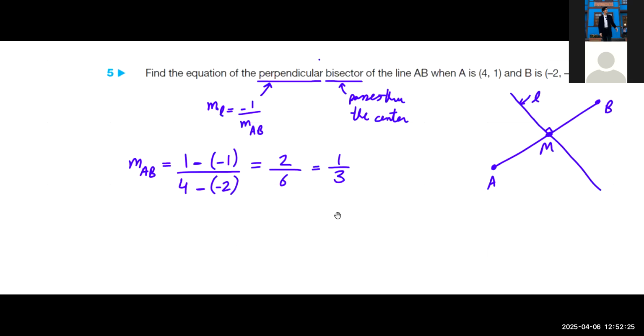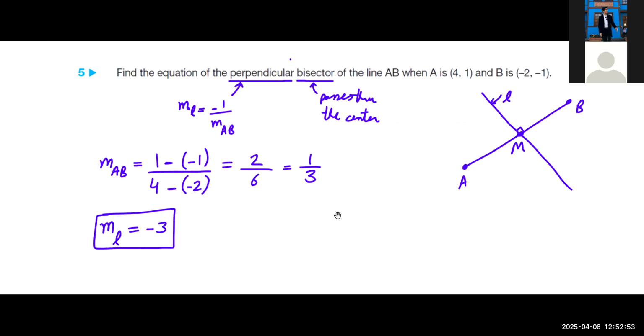But of course, we want the perpendicular bisector of line AB. So since the line that we're talking about, let's call it L, is perpendicular to AB, the slope of the line L will be what? Negative 3. Exactly. Just the negative reciprocal of 1 over 3, which will be negative 3 over 1 or just negative 3. Same thing. Okay, we found the slope.